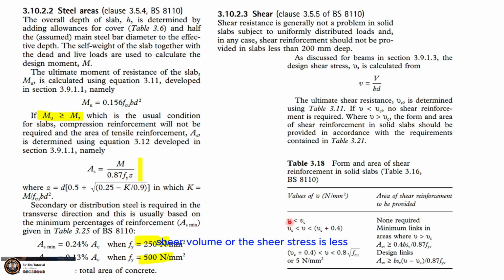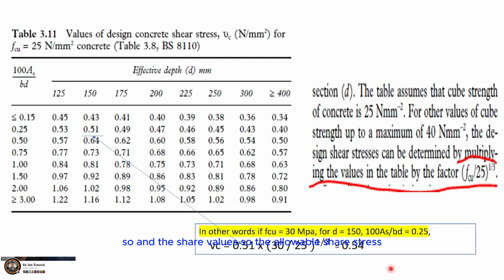Now you also have to check the shear. If your shear stress is less than the allowable, or vc, then there's no requirement. Otherwise, if it falls in this range or the other one, you have to calculate with this formula. In the shear values, the allowable shear stress according to British standard for fcu equal to 25 megapascal, you just have to use this table. Again, this is different in the American standard, because there you have a formula or specific values for your allowable shear stress.